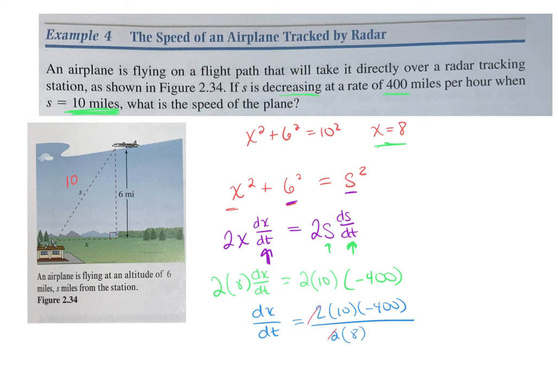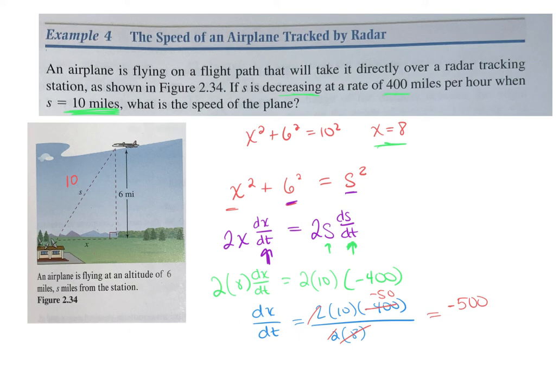So my 2's will cancel out. My 8's will actually cancel out with my negative 400, right? That's going to be negative 50. So I'm going to get negative 50 times positive 10 is negative 500. If it has a positive or negative for speed, that's actually velocity. Okay, velocity incorporates direction, speed does not. Okay, does that make sense?